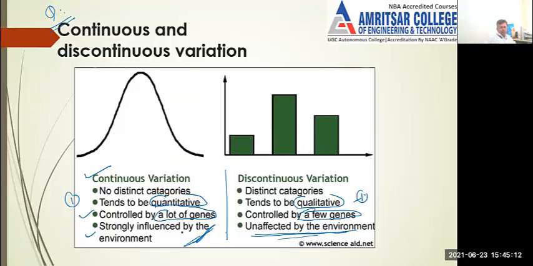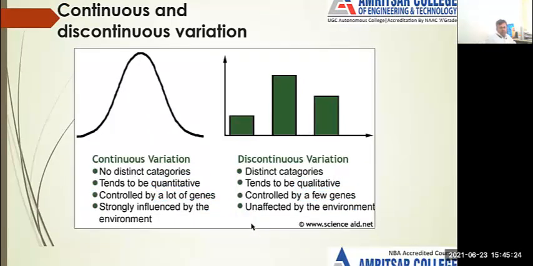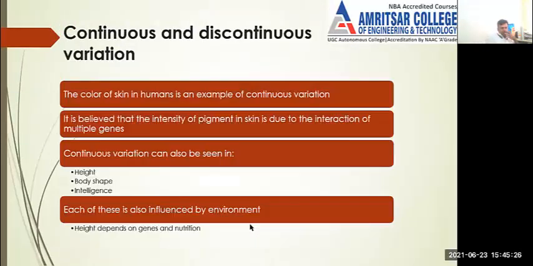Hello. Am I audible? Hello. Sir. Okay. So I think this is audible. So what is the example of continuous variation? Tell me. Skin color. Skin color.